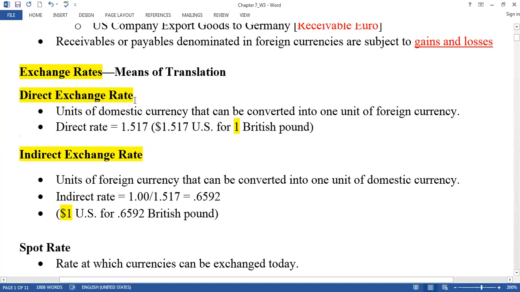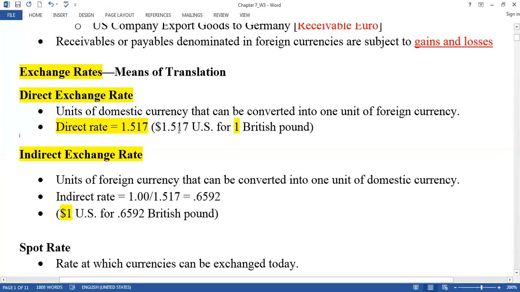So what is the meaning of the direct exchange rate? Look at the definition here: units of domestic currency that can be converted into 1 unit of foreign currency. That means your currency is going to be converted into a foreign currency, so it is called the direct exchange rate. I repeat again, units of domestic currency, in your case for example dollars, that can be converted into foreign currency like euro or pound. So the direct rate is given here. The question gives you the direct rate.